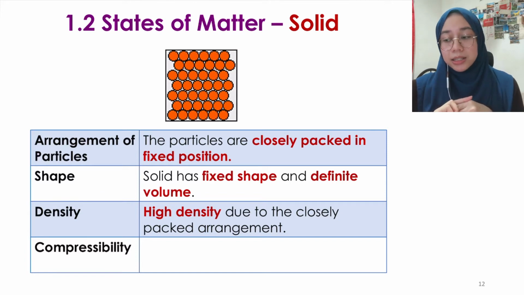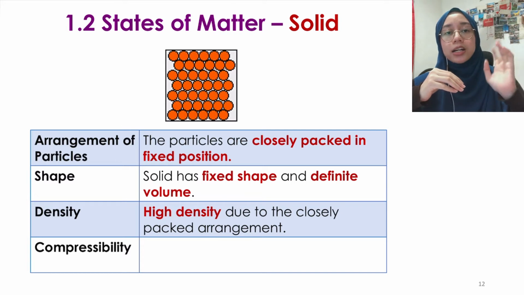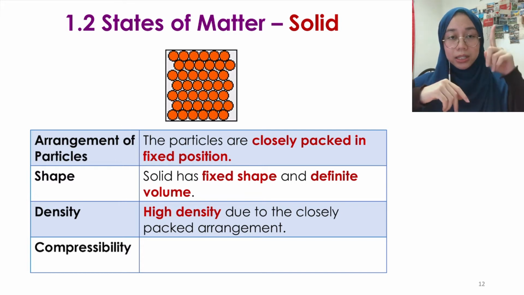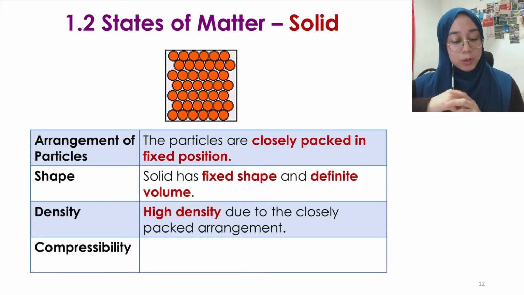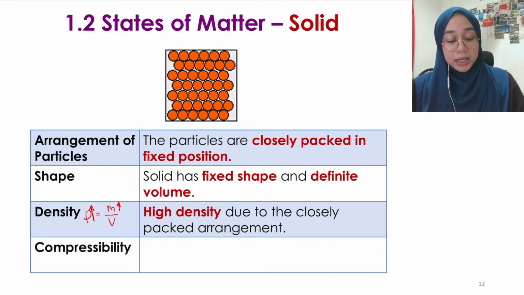Because the density is mass over volume kan. Bila something yang very padat, bermaksud the mass is very high. So bila mass high, bermaksud the density is also high. So kita tengok apa relationship sebenarnya density dengan mass ni. So density is rho equals to mass over volume. So basically if the mass increases, sebab lagi banyak partikel dalam tu, bermaksud even the density is also increased. So that is why the density for a solid is very high.